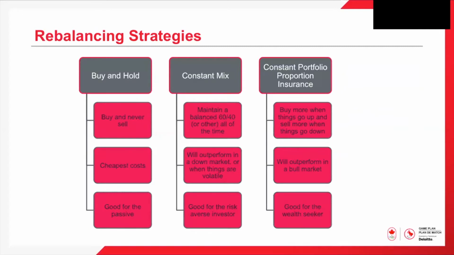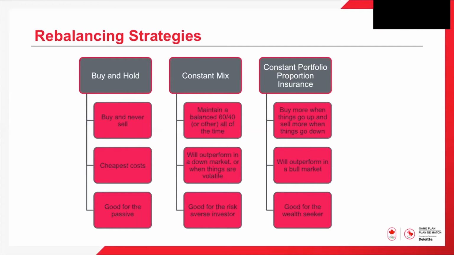So the idea is that you want to make sure you're staying within your profile, because that's part of your plan, right? When you do the planning up front, when you figure out, okay, what do I need? When do I need it? And what sort of risk am I willing to take? You want to stick to that. Otherwise, you may find yourself in a position where you jeopardize the ability to achieve a goal, right? There's a constant mix, which is, okay, if you're a balanced investor, the idea is you maintain that 60-40 split at all times.